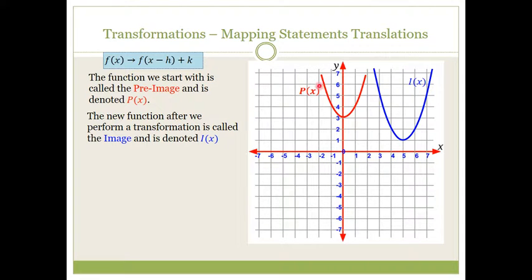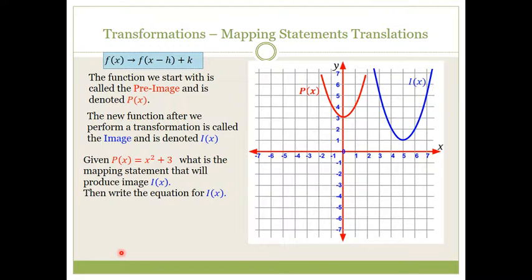So it's like, hey, we're starting from p of x, the pre-image, and what do we have to do to this function to transform it into the new function I of x? How did we have to, in this case, shift it? So we want to write that mapping statement just telling us how we shifted the original function, the pre-image, p of x, to get it to be to where I of x is.